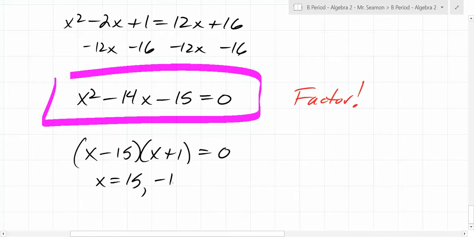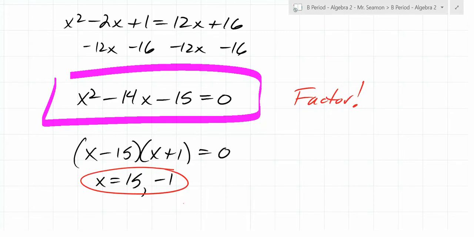So these are the two possible answers, 15 and -1. All of that work was to get the possible answers, and this is most of the work, but what do you have to do at the end here? See if they both work.